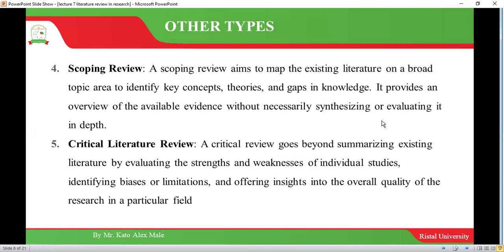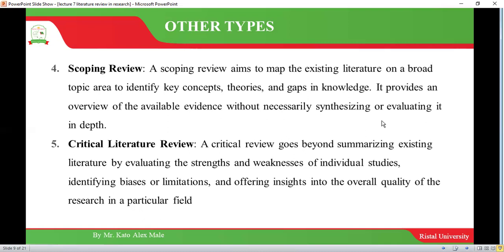Then among the other types of literature review, we have the scoping review. This aims to map the existing literature on a broad topic area to identify key concepts, theories, and gaps in knowledge. It provides an overview of the available evidence without necessarily synthesizing or evaluating the problem in depth. So here you're trying to identify the concepts, theories, and then gaps that are available. In other words, you're trying to provide evidence.